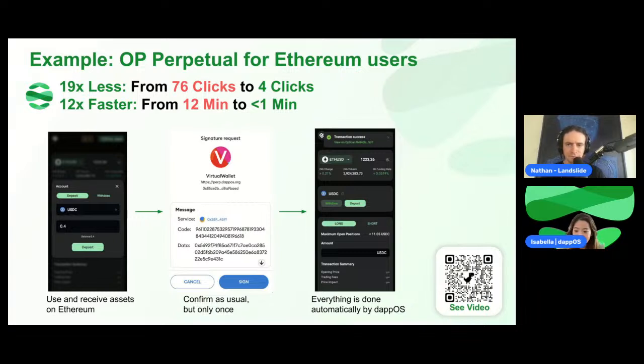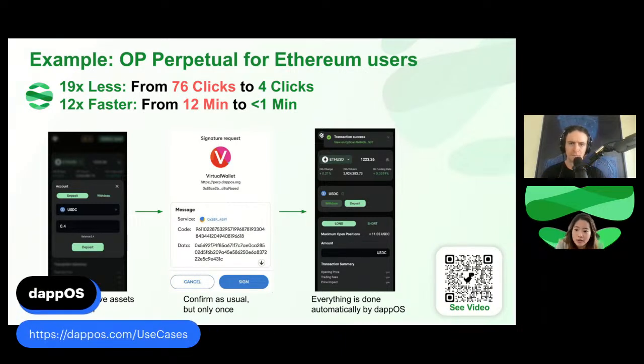So if people are interested, you can go to dappos.com/use cases to find more use cases like this. We have already partnered with over 20 apps on basically all the chains like Polygon, BNB, Avalanche, Optimism, Kava, KCC, ZK6. So we have almost covered all the major L1s and L2s.